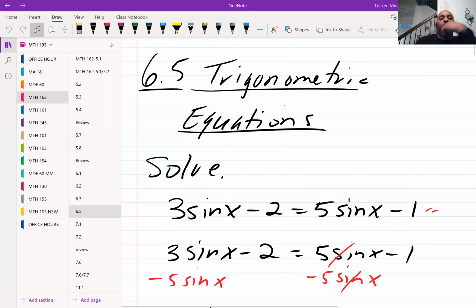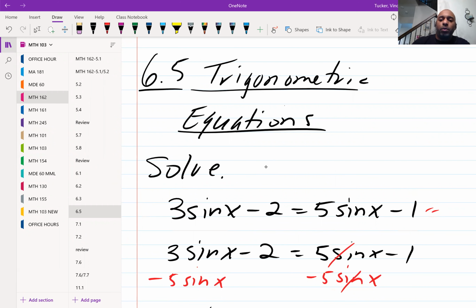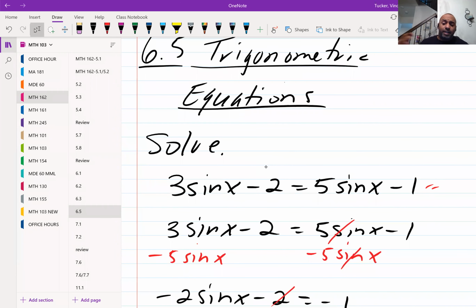All right, so 6.5 trigonometric equations. Looking at this equation right here, we want to solve for x. We have 3 sine x minus 2 equal to 5 sine x minus 1. So just like when dealing with algebra, let's take on the same thought process, same mindset. All of our terms with sine x, we're going to bring to one side of our equation. All of our terms without it, we're going to take to the other side.